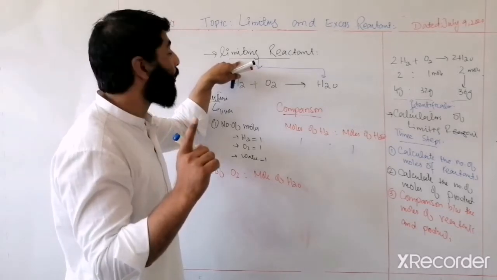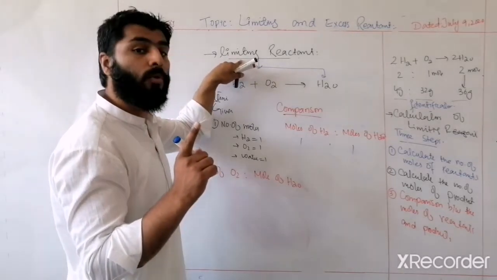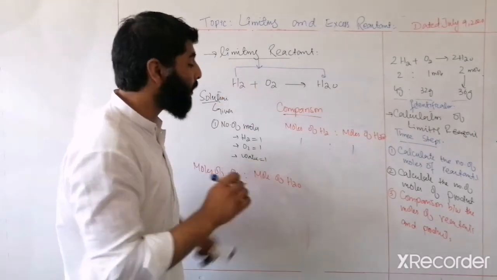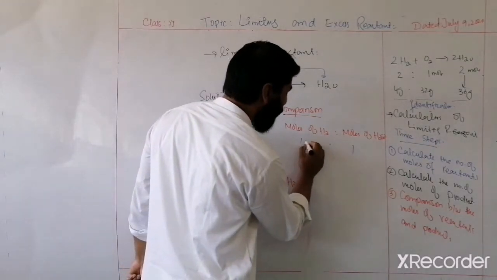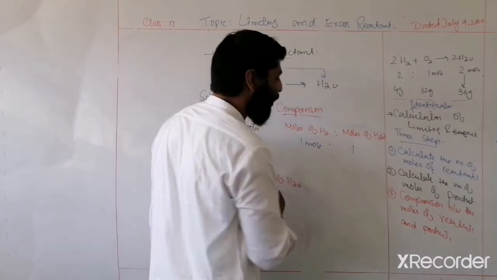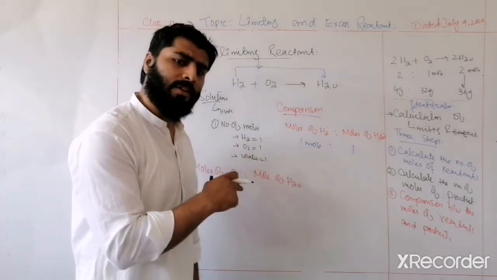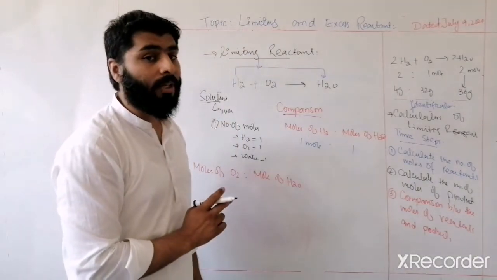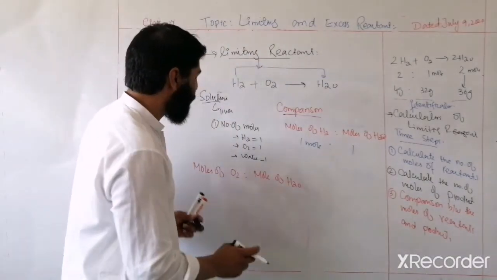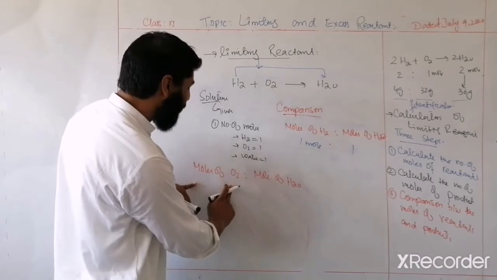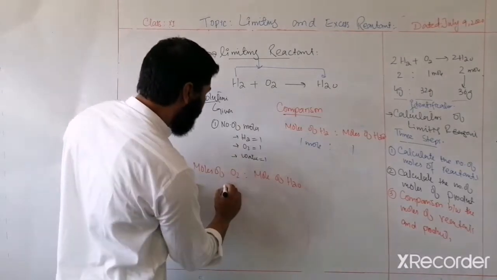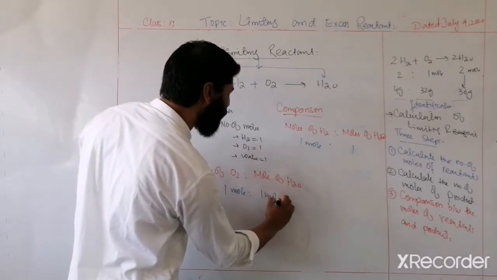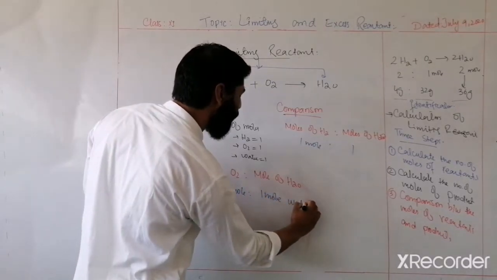because you have previously read equal number of moles may contain different number of grams. It means 1 mole of hydrogen contains different number of grams. 1 mole of water contains different number of grams. Now, again make the comparison here. According to the reaction, 1 mole of oxygen is used to produce 1 mole of water.